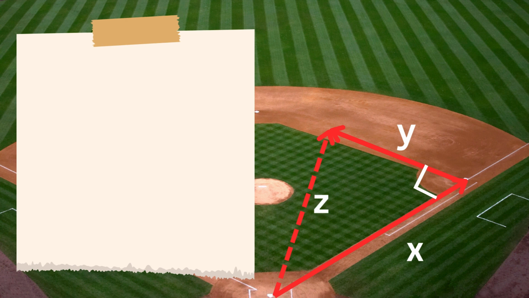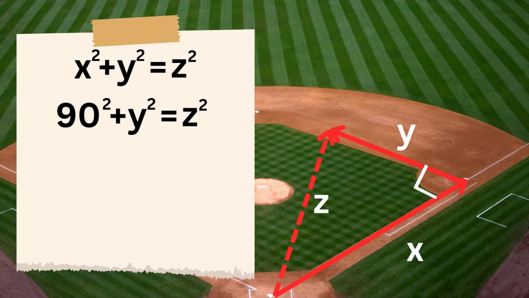So what's our relationship? So we have Pythagorean's theorem, so we have x squared plus y squared is equal to z squared. The runner has already run 90 feet, so that's not going to change. He's past first base, so 90 is going to be a constant. So I'm going to replace the x by 90, the distance from home to first.